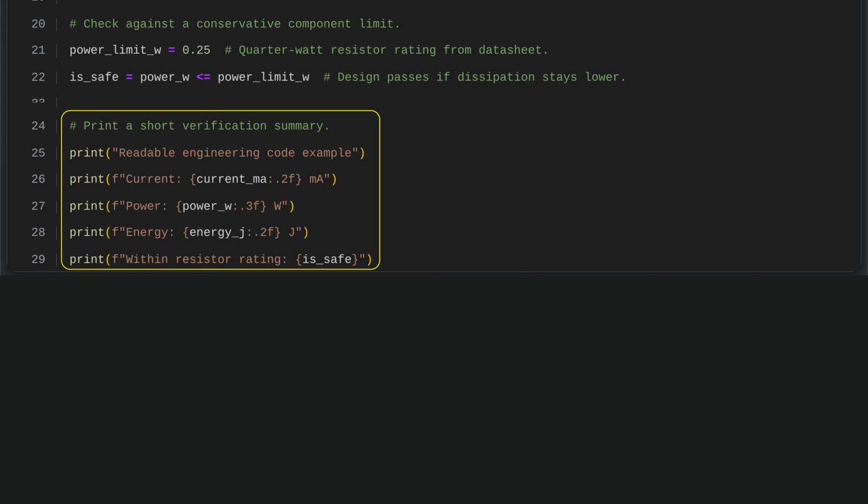The example prints the circuit results in a readable format: current in milliamperes, power dissipation in watts, and energy used during the test in joules. It also reports whether the resistor's power dissipation stays within its rated limit, helping confirm whether the design is safe.